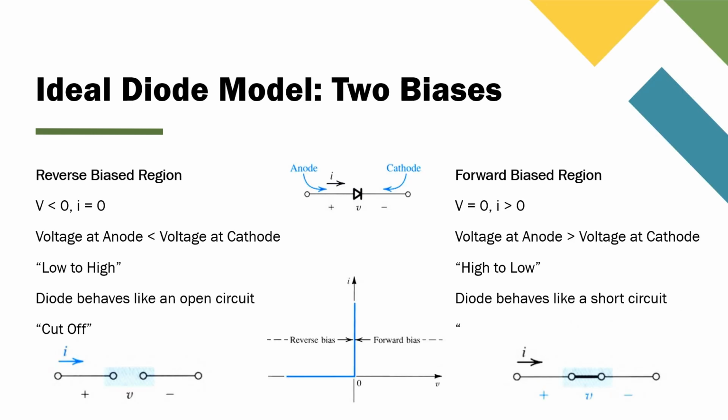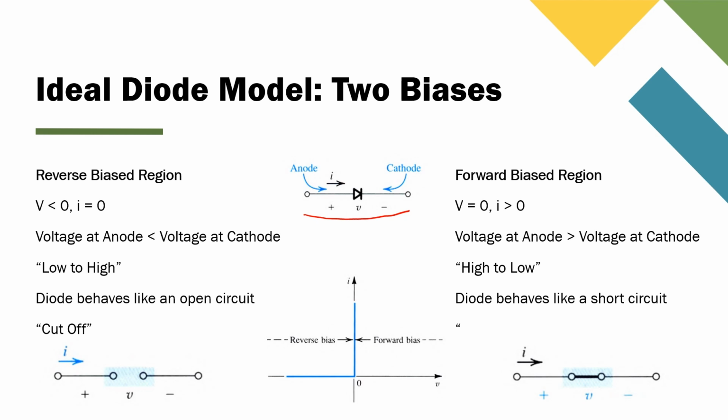So this is the ideal diode model. There's a lot of content to cover in this slide, but the first thing I want to pay attention to is we describe the voltage drop across a diode as the voltage from the anode to the cathode. We see the positive terminal is the anode, the negative terminal is the cathode.